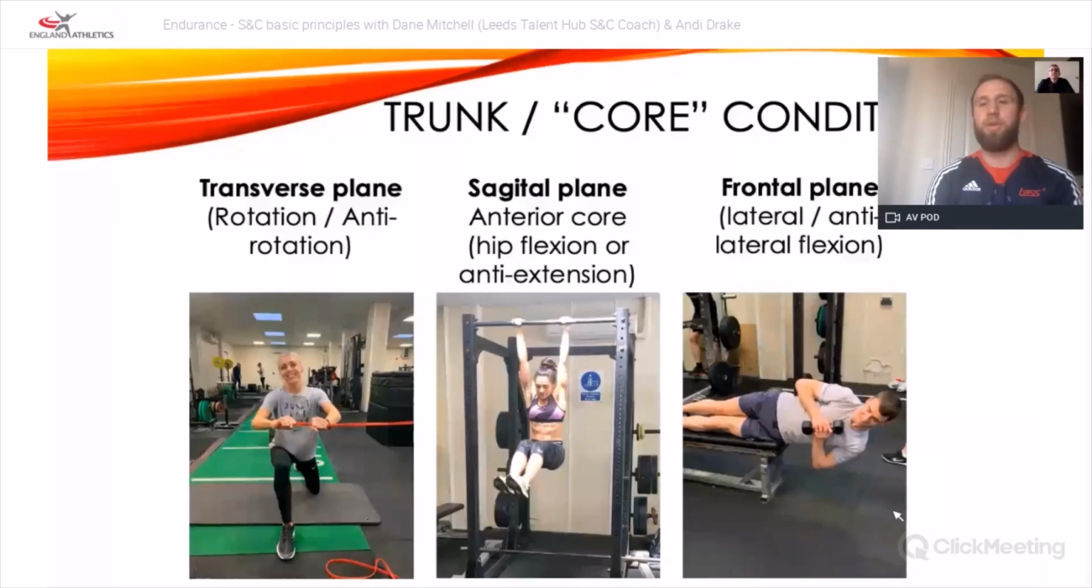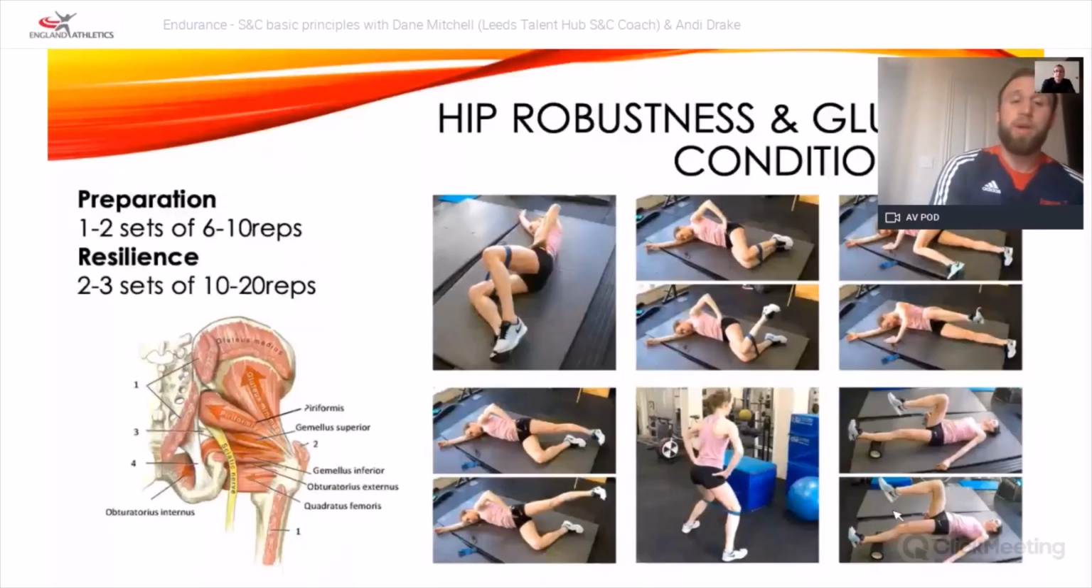I think this is the 4th group of accessory exercises, which is hip robustness exercises. So you see a little diagram on the side, and that's an anatomy of the hip, or the gluteal muscles in the hip.